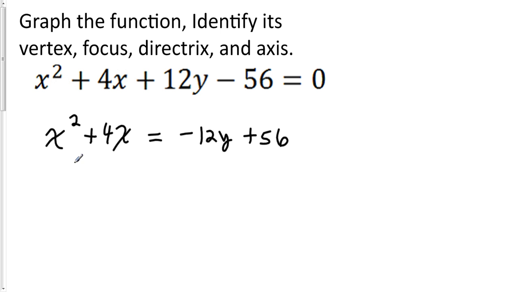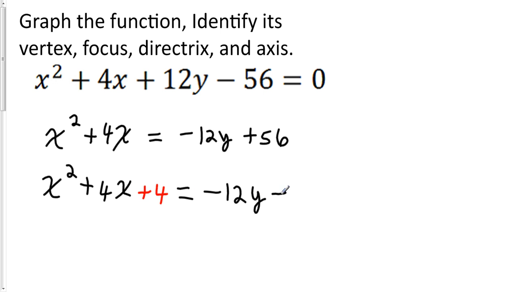So I subtracted 12y and added 56 to both sides. Now the number that I need to add to these two terms to complete the square is going to be half of this term's coefficient squared. Half of 4 is 2, and 2 squared is once again 4. So the number that I have to add in on the left side is a plus 4, which will turn that into a perfect square trinomial. The number I'm adding in on the right side has to be the same number to keep this equation balanced. Plus 56, and I'm also adding in a 4 on the right side.